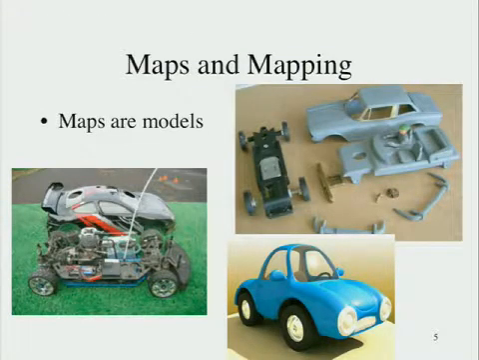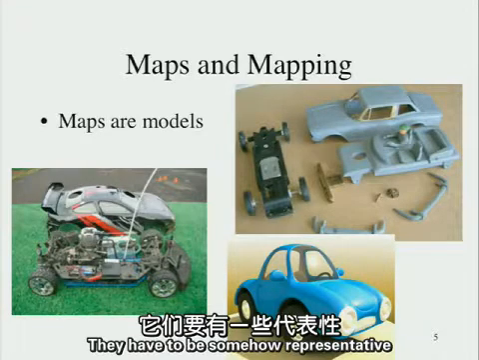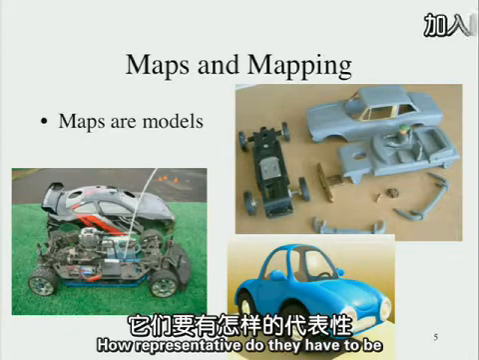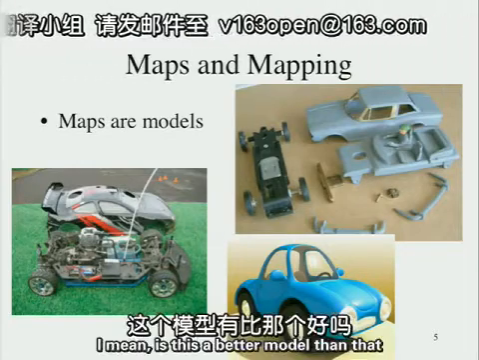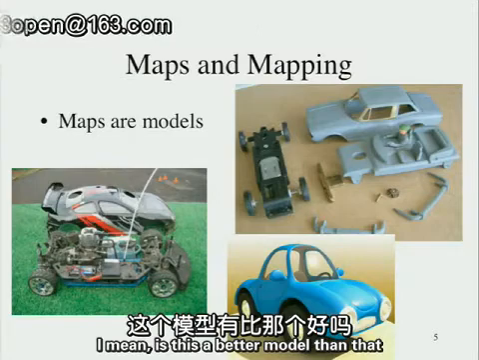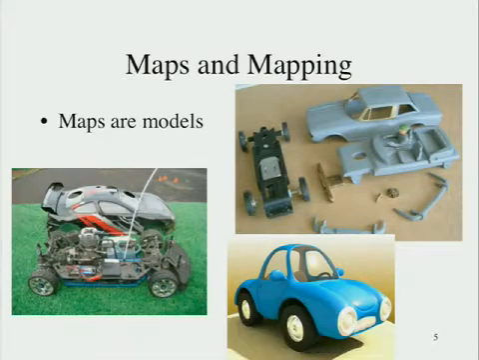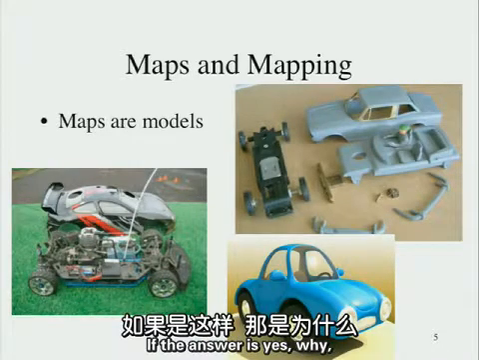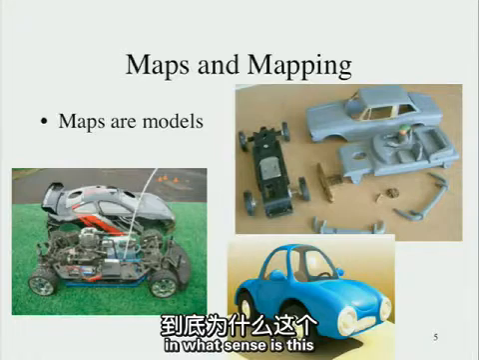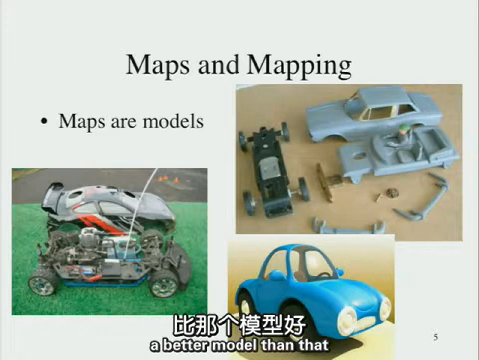Yeah. They have to be somehow representative. How representative do they have to be? I mean, is this a better model than that? Depends what you're looking for. I heard somebody say yes. If the answer is yes, why? In what sense is this a better model than that?